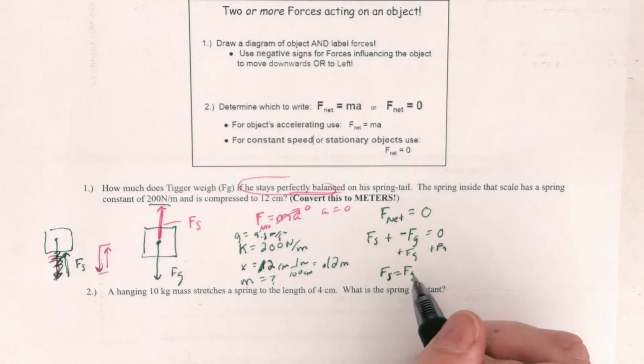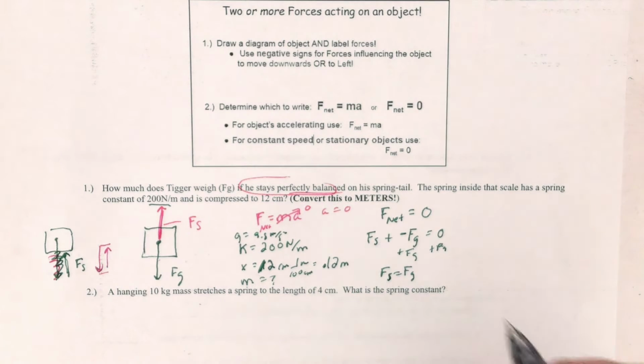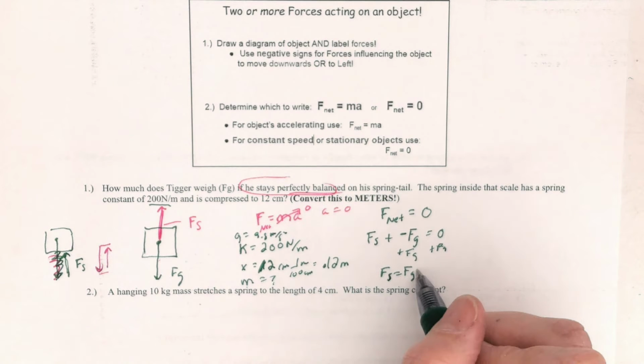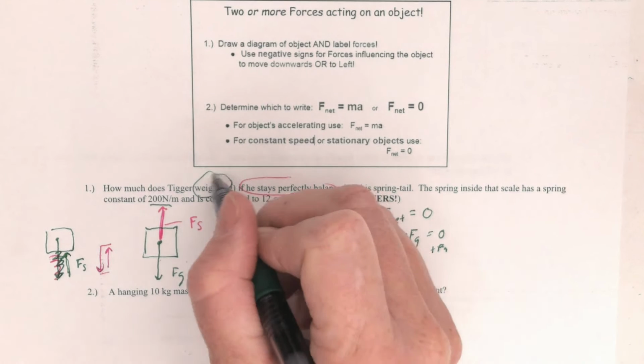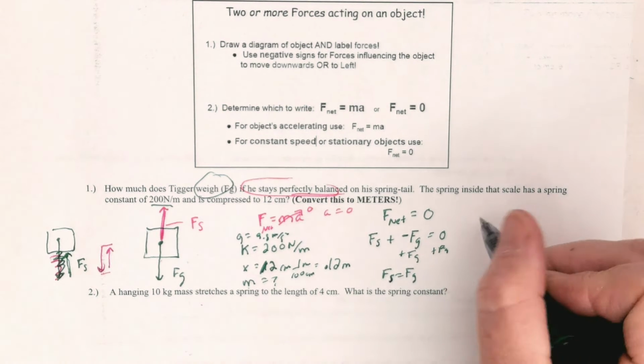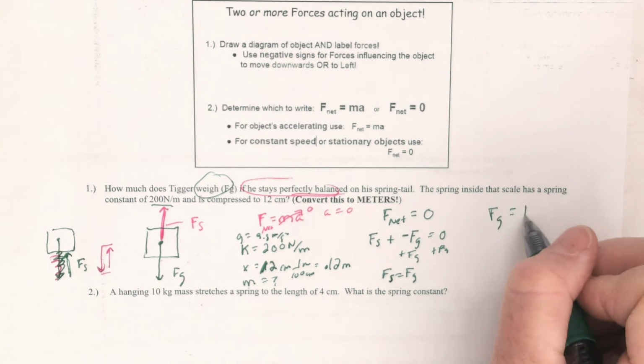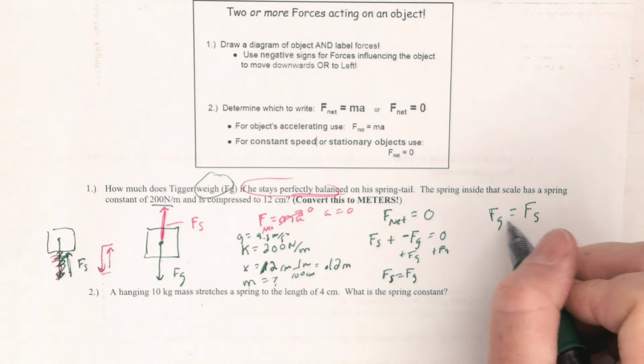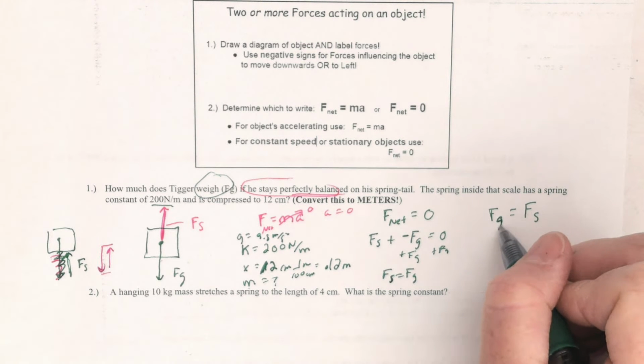Well, I don't even need the mass. So I'm just trying to find weight. Weight is my FG. So my weight is also equal to my spring force. So if I find my force of my spring, I could find my force of gravity.